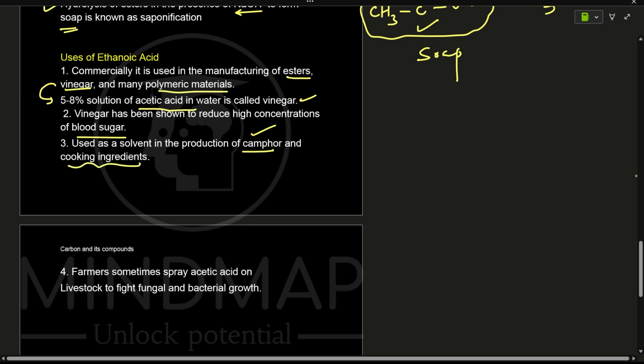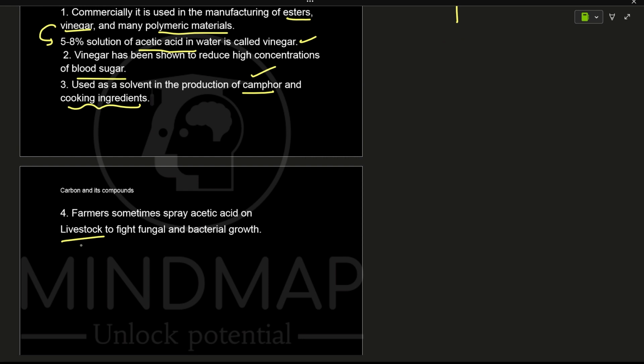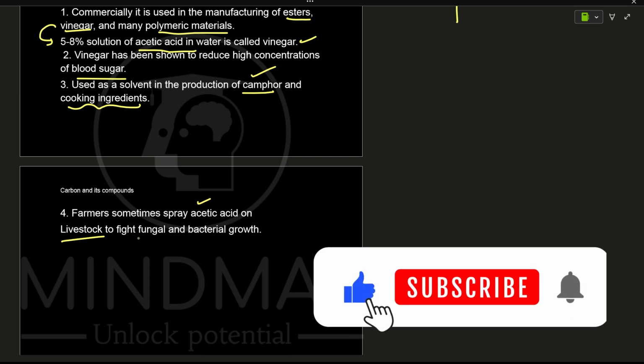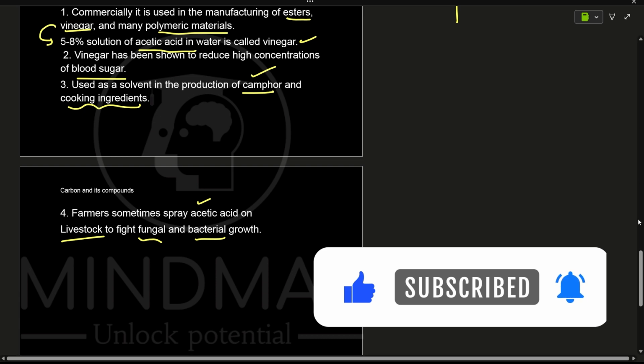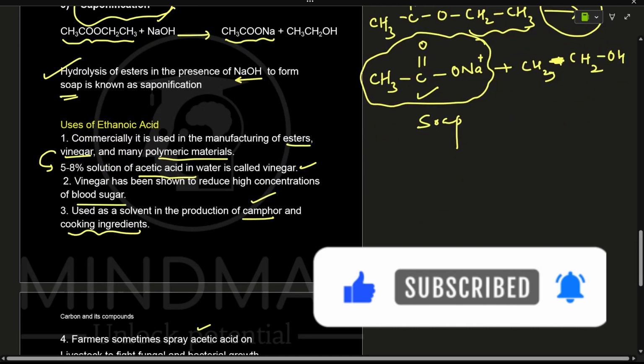Okay, the next one is, farmers sometimes spray acetic acid on livestock. Livestock means cattle like cows and buffaloes. उनके ऊपर इसको spray कर दिया जाता है acetic acid को, to stop or reduce the fungal and bacterial growth. Clear? So this was all about your ethanoic acid, and in the next class we will study about the soaps and detergents.